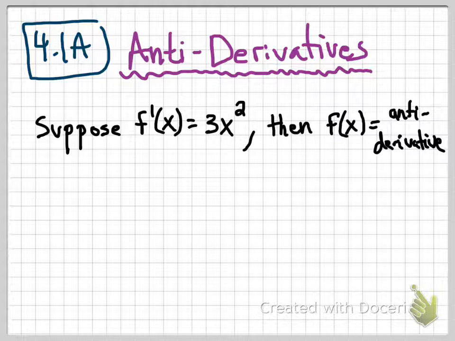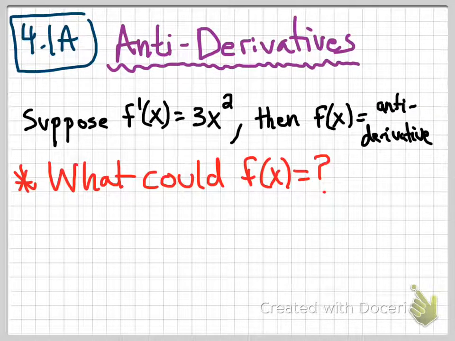So I have a question for you. If f prime is 3x squared and f of x is the antiderivative, what could f of x equal? Seriously, pause the video and try this. Could you brainstorm and figure it out in your head? What would f of x equal?